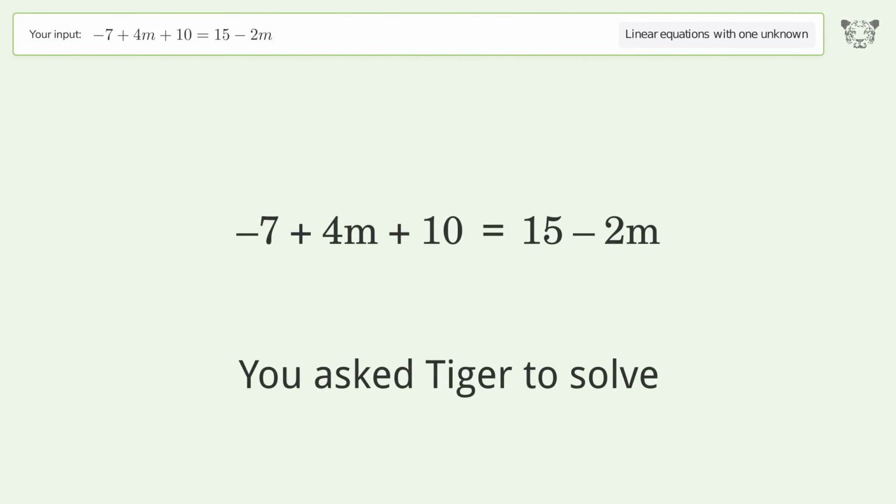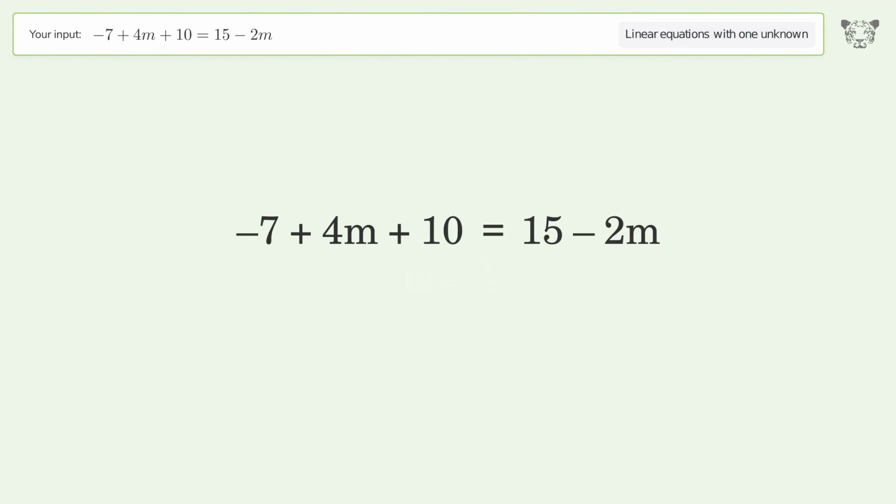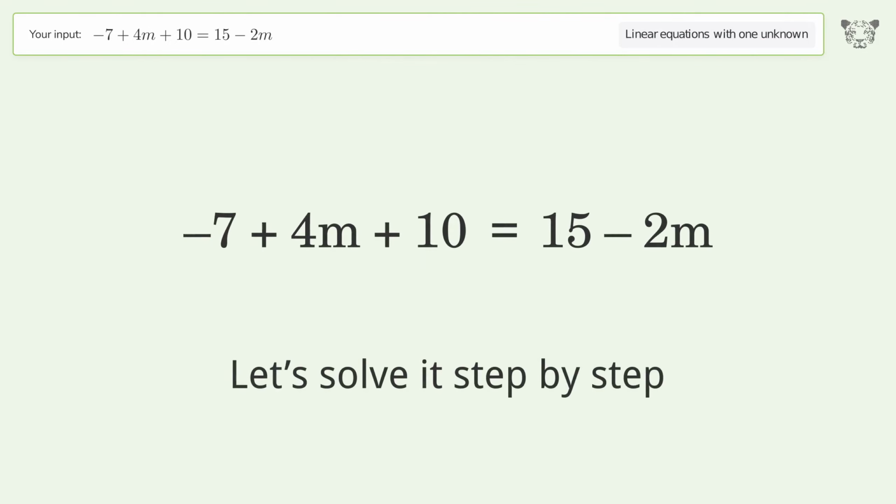You ask Tiger to solve. This deals with linear equations with one unknown. The final result is m equals 2. Let's solve it step by step.